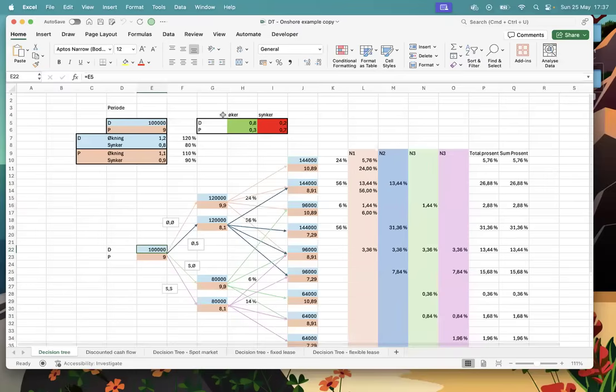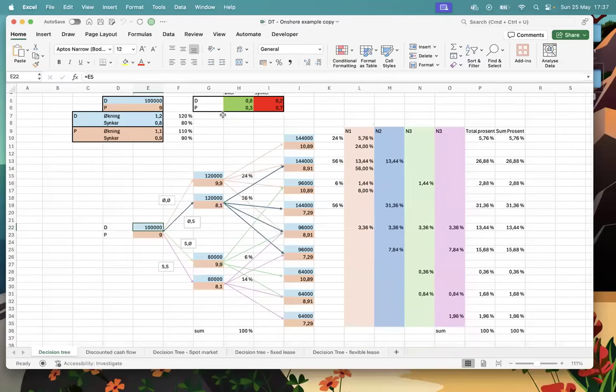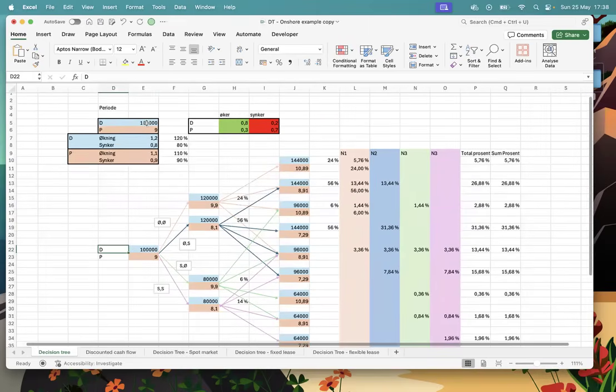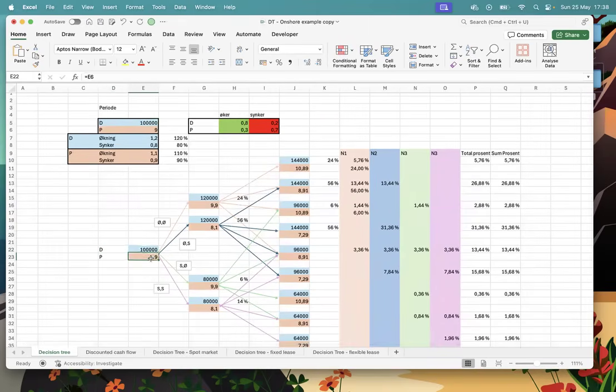So here I have a finished decision tree, which is linked all together. It will always be the same when you have 3 periods, or 2 periods in the future. So this would be period 0, period 1, and then period 2, so a total of 3 periods. For period 0, we have the same data. The probability will not be taken into account. It's just our current values, with demand 100,000 and price 9, or the exchange rate.